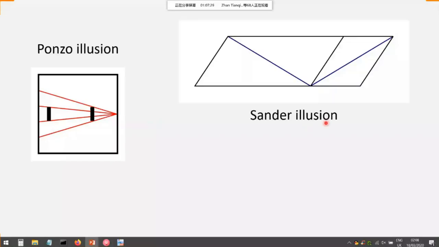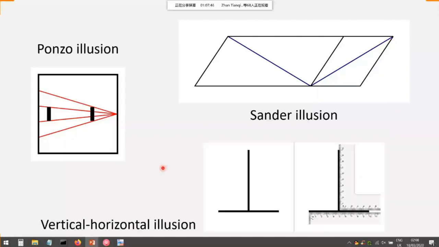Another one, the Ponzo illusion. So these two rectangles, they have the same length, or the Sander illusion. So here these two lines, these blue lines, it's dark blue, I don't know if you can see that, but these two lines have the same length. And the vertical-horizontal illusion, these two lines have the same length. Here is a proof, but of course you can check it out by yourself if you like.